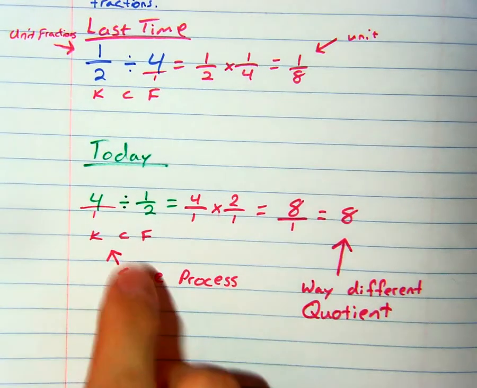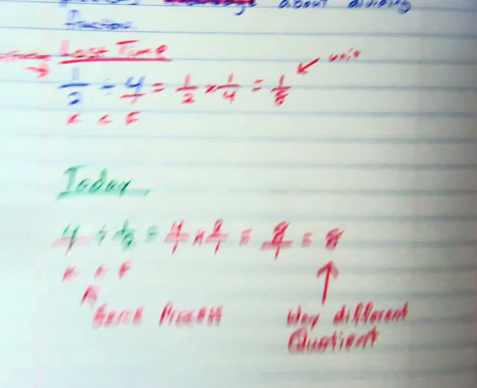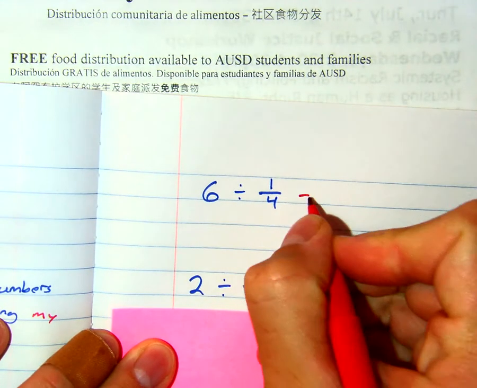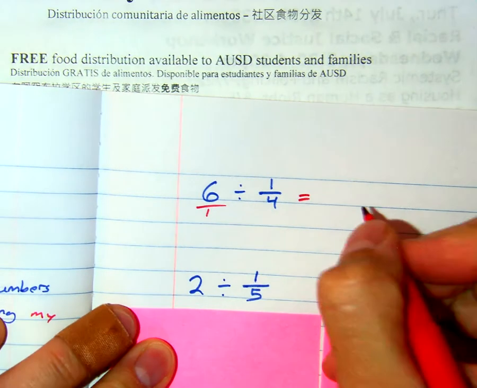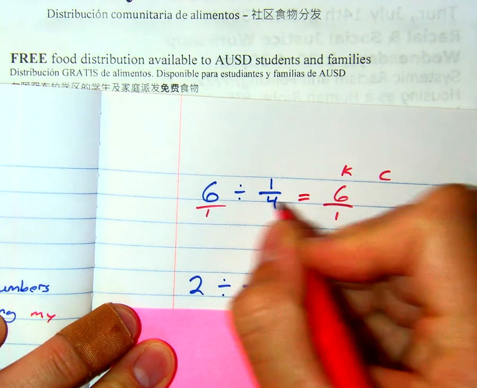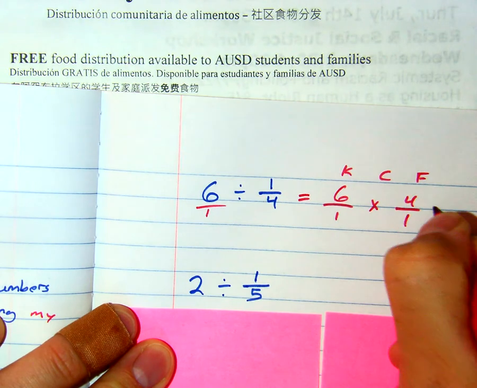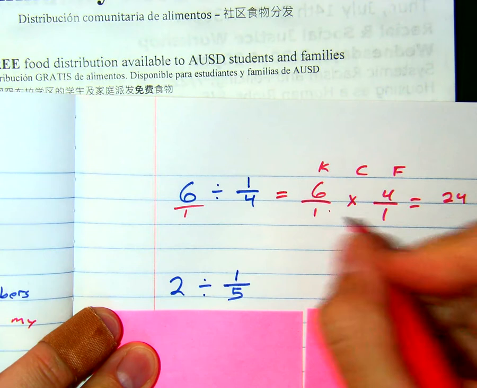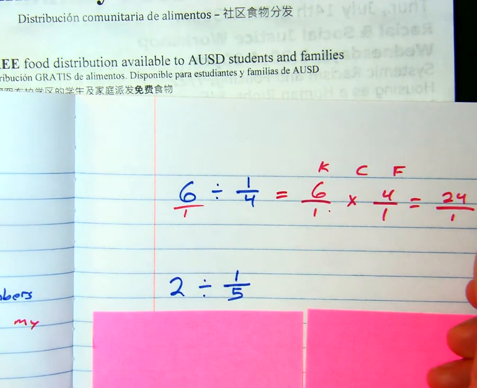Alright, review. Keep, change, flip. Different quotient. Let's do a practice problem. 6 divided by a quarter. Before I do anything, whole number over 1. Then I have 6 over 1. I'm keeping it. I'm changing. I'm flipping. 6 times 4, 24. 1 times 1, 1. Anytime we have a number over 1, we can just rewrite it as the whole number.